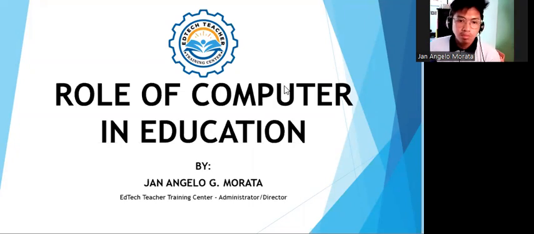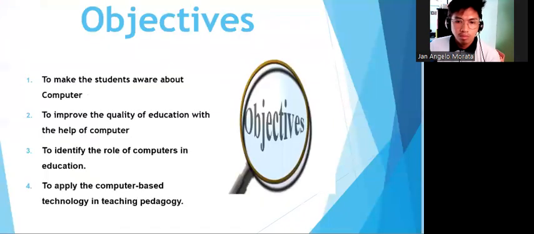So first, let us have the objectives or the expected learning outcomes of this session. Number one objective, to make students aware about computer. Number two, to improve the quality of education with the help of computer. To identify the role of computers in education. And lastly, the last of the expected outcomes is to apply computer-based technology in teaching pedagogy.